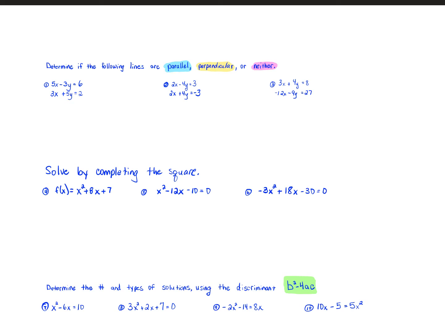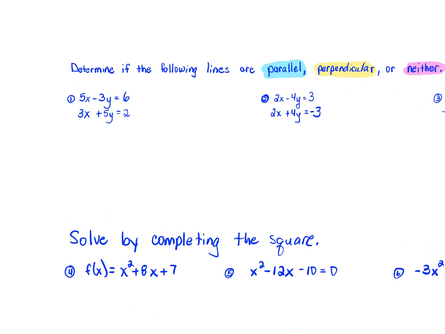All right, so 1-1 to 1-5, your test review. Again, we're going very quick, so I'm just going to go right through, like I said, all of these. For examples 1 through 3, you're determining whether the lines are parallel, perpendicular, or neither.